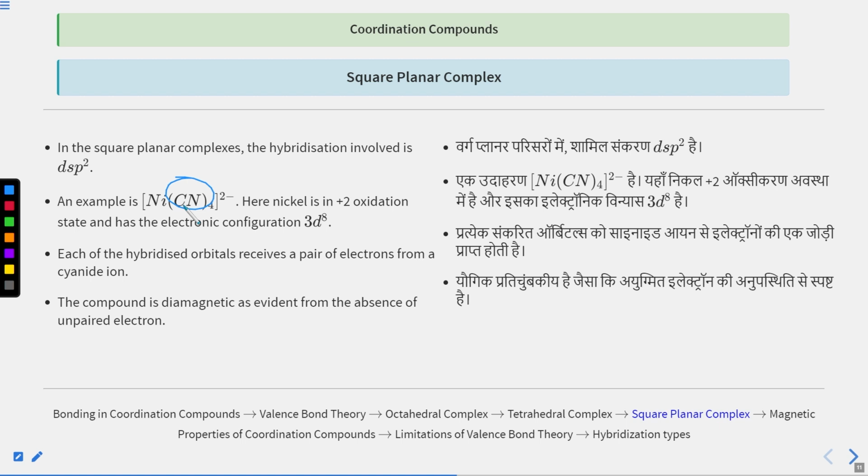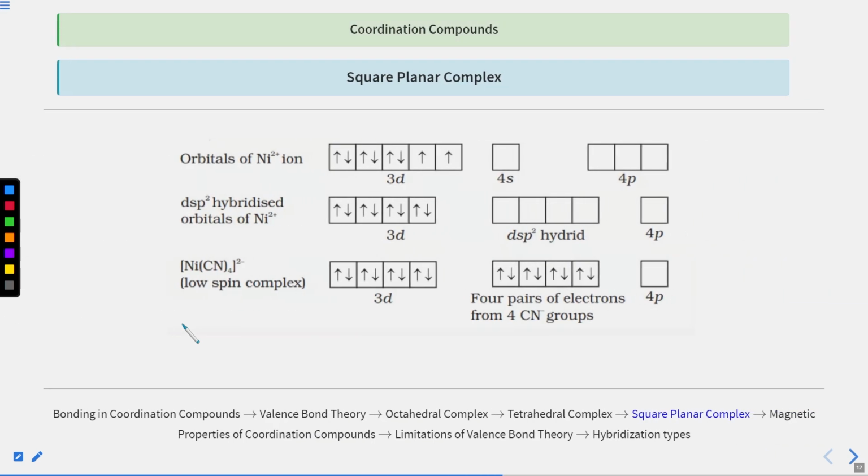Now we have one d orbital, then one s orbital and two p orbitals. So dsp2, four orbitals will be involved and hence it will form a square planar complex. So the complex is diamagnetic, as evident from the absence of unpaired electrons. If we talk about the previous one, that is NiCl4 2-, it has two unpaired electrons and hence it is paramagnetic in nature. But this complex, Ni(CN)4 2-, has no unpaired electrons, so it is diamagnetic in nature. Clear? So this is the electronic configuration.